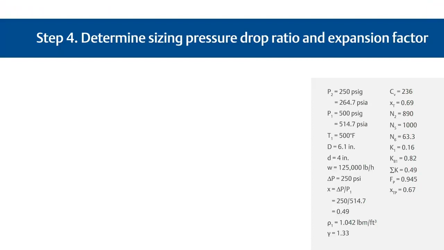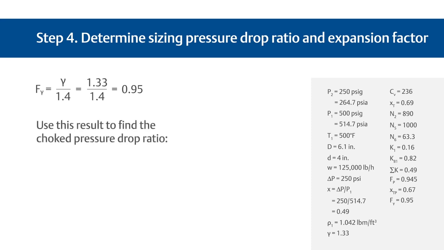Step 4. Determine the pressure drop ratio to use for sizing, or X sub sizing, and the expansion factor Y. Start by calculating the ratio of specific heats factor, F sub gamma. Use the standard F sub gamma equation, apply the gamma value of 1.33 for a value of 0.95. Use this result to find the choked pressure drop ratio. Use the standard equation, plug in the variables for a result of 0.64.